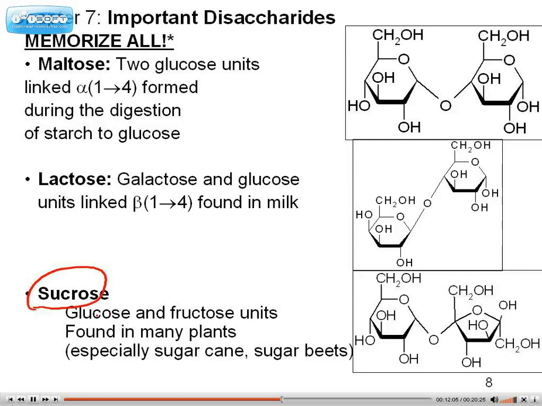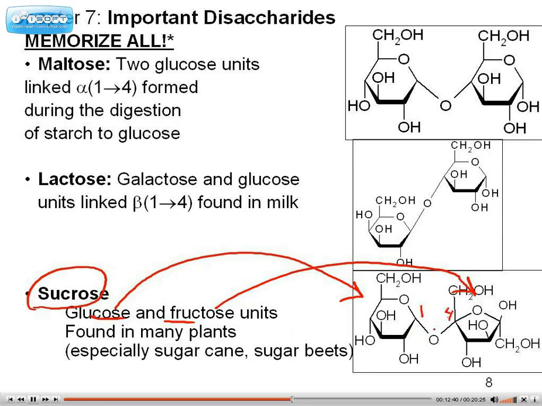Sucrose is the hardest to draw, and this one requires a lot of practice. So in this case, here you have glucose, and here you have fructose. Sucrose, yeah, pretty cool stuff. So sucrose is a very sweet sugar. So what would this one be? You're right. So carbon 1, carbon 4, alpha position. So it would be alpha 1,4.